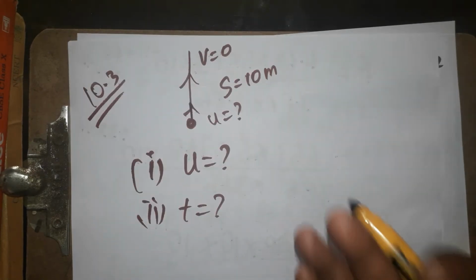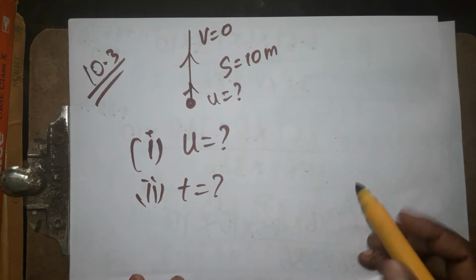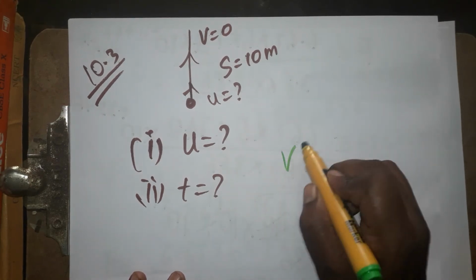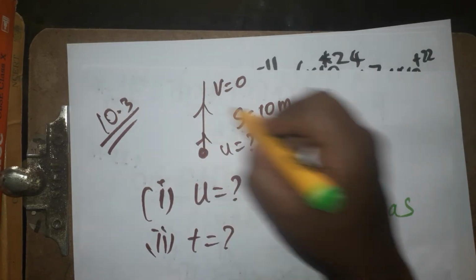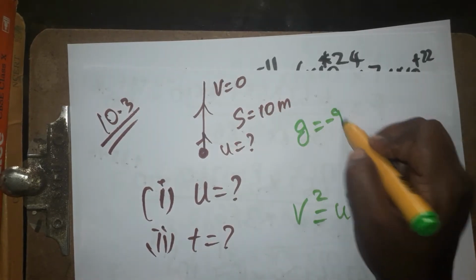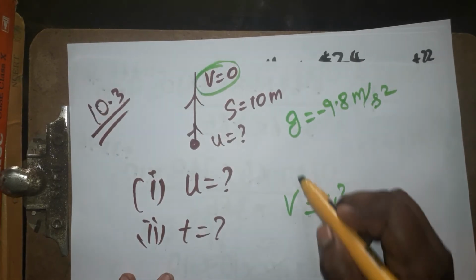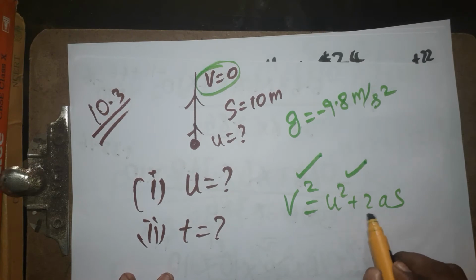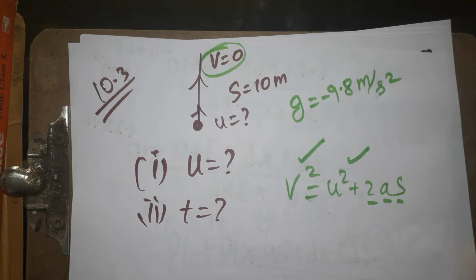You can take any of the equations of motion which you feel is easy to calculate. We have 3 equations, any of the equations you can take. I am taking v square is equal to u square plus 2as. Why am I taking this equation? Because the gravity is downwards and the object goes upwards, g is minus 9.8 meter per second square, 10 also we can take. Final velocity is 0, u they are asking, a we know, s we know. So for calculation purposes, this is a suitable equation.